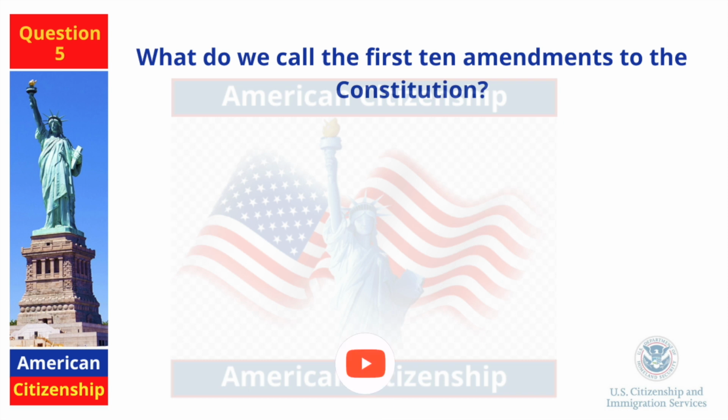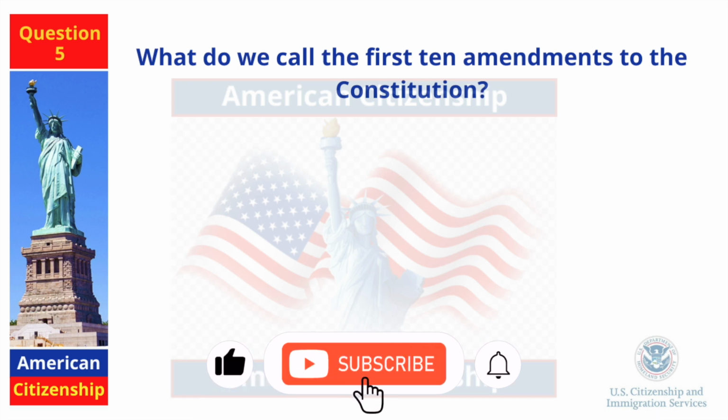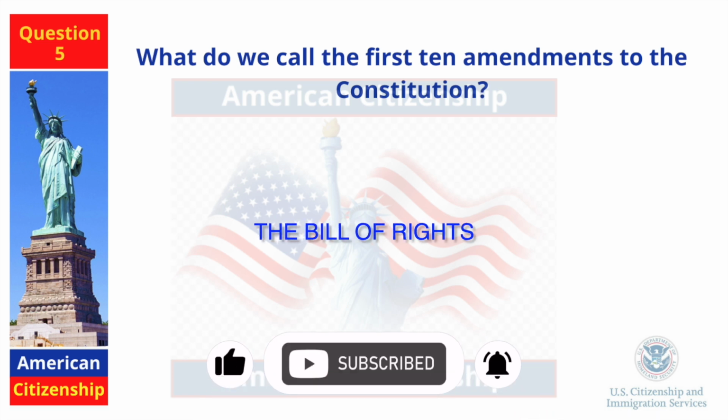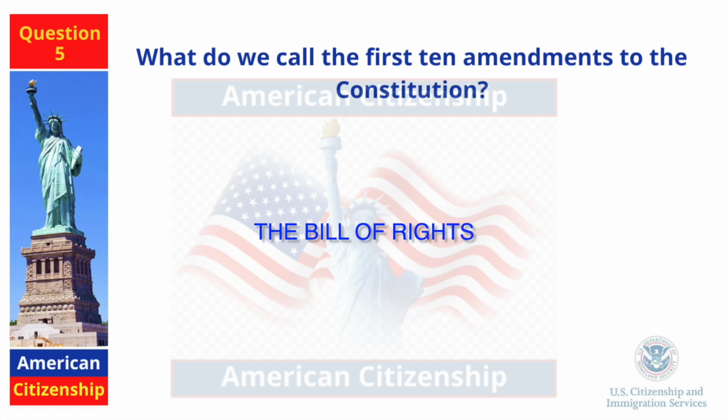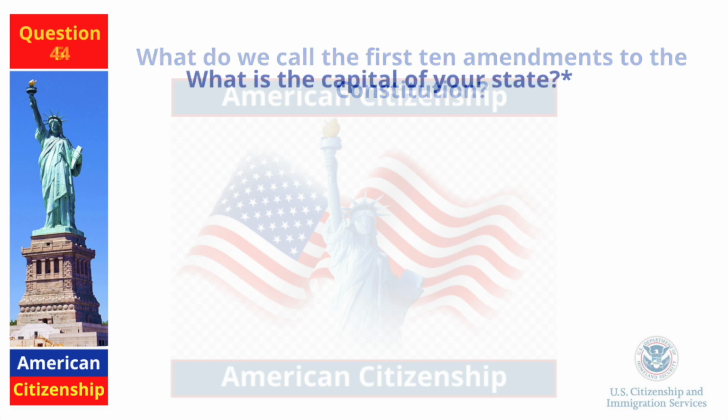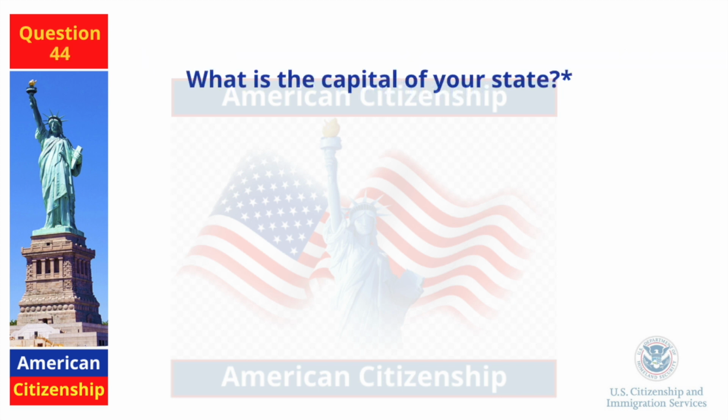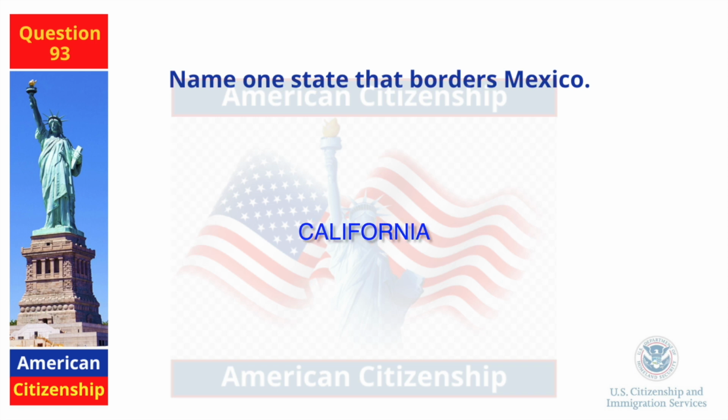What do we call the first 10 amendments to the Constitution? The Bill of Rights. What is the capital of your state? This answer will vary. Name one state that borders Mexico. California.